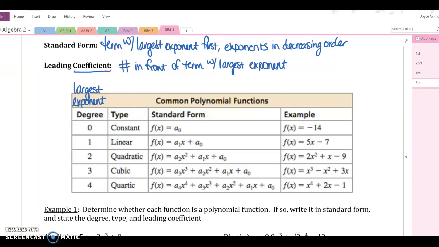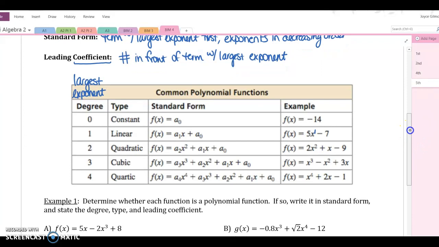If the largest exponent is 1, think about 5x minus 7. There is an exponent of 1 on that x. We just don't write exponents of 1. So if the largest exponent is a 1, it's linear. If the largest exponent is 0, that basically means there are no x's. There are 0 x's in that function. This particular example constantly has a value of negative 14. This function is constantly negative 14, so it's called a constant function.